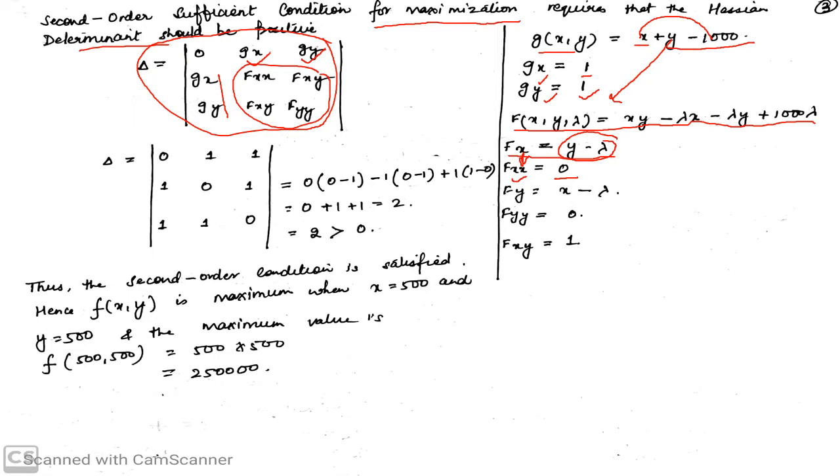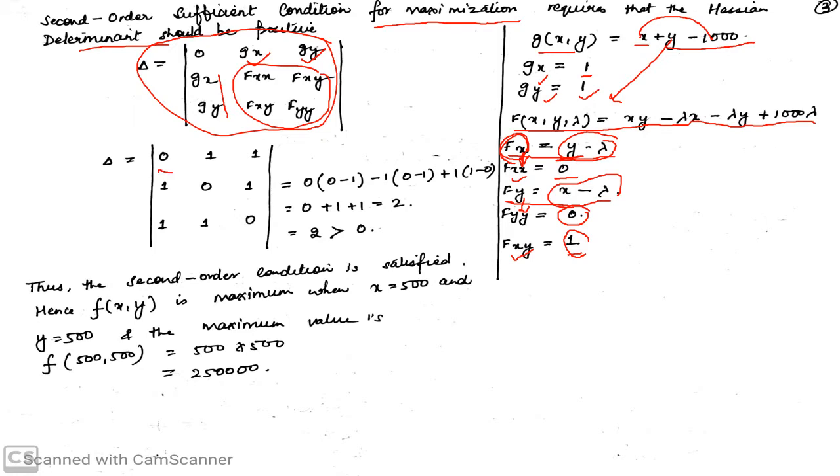Now fy, this is x minus lambda. Again we differentiate this with respect to y. This is also equal to 0 because these both will be treated as constant. Now fxy, it means we need to differentiate this function with respect to y, and here we have y, that becomes 1 and lambda becomes 0, so this becomes 1. So we put the values over here.